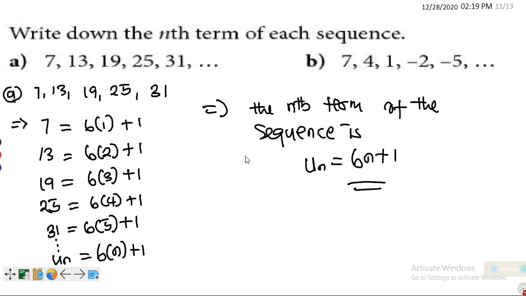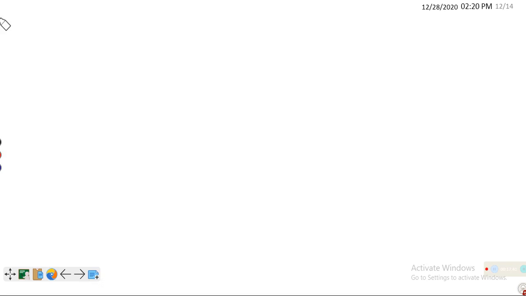Okay, that's for A. Then for B, the sequence we have is 7, 4, 1, minus 2, minus 5. Write down the first term, the second term. The difference between the second and the first is 3. So how can we obtain 7 from 3? That is simply 3 times 2 plus 1.